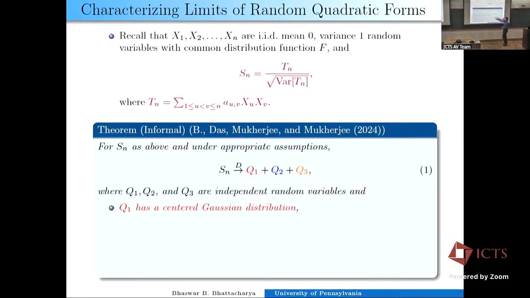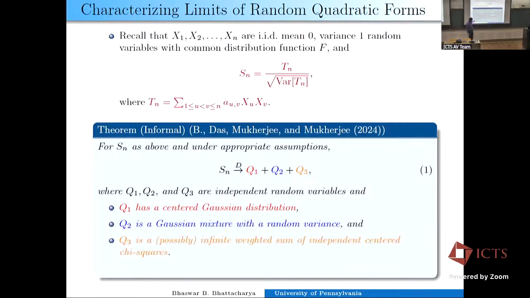So you take Sn, you make, this is an informal statement because a formal statement is hard to make here, some appropriate assumptions so that the limits kind of exist. Then Sn is the sum of 3 components. First one, Q1, is a Gaussian. Fourth moment phenomena gives that. The last one, Q3, is this chi-square business. And the middle one is the normal with the random variance. And these 3 parts are independent.